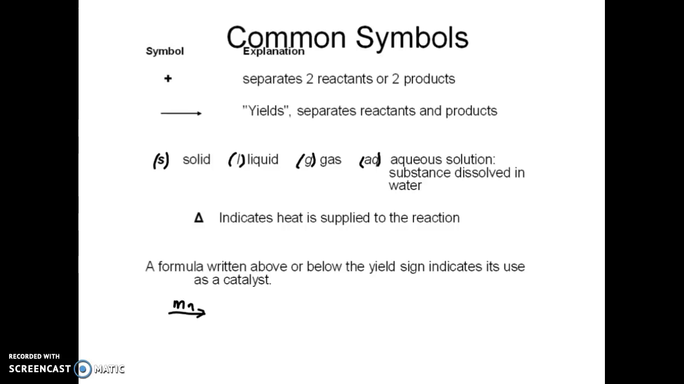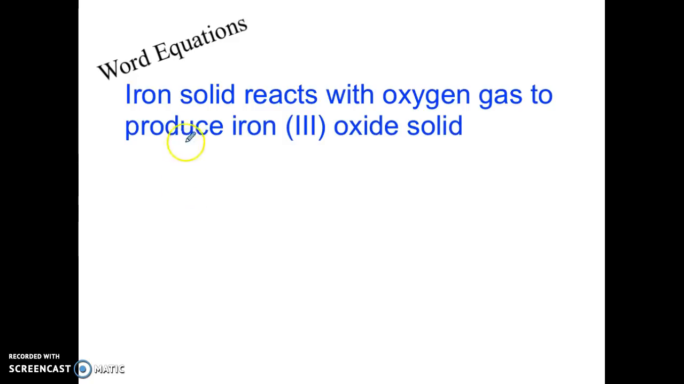So one of the first goals that we're going to have is, can you go from words to writing chemical equations? Here's an example: iron solid reacts with oxygen gas to produce iron 3 oxide solid. If I asked you to go from words to the symbols, you would write iron, and since it's a solid, I'm going to put an S behind it. Reacts with means that there's going to be another reactant, so I put my plus sign. Oxygen gas. If you remember, oxygen is a diatomic, so it has to be O2, and it's a gas, so I'm going to put that as a gaseous form. To produce iron 3 oxide solid.